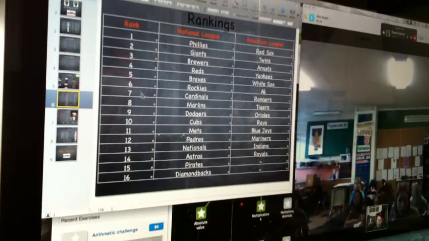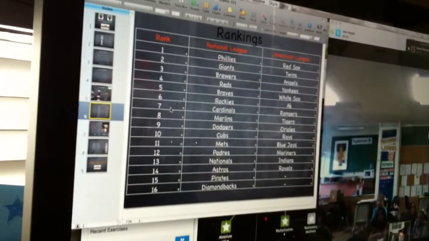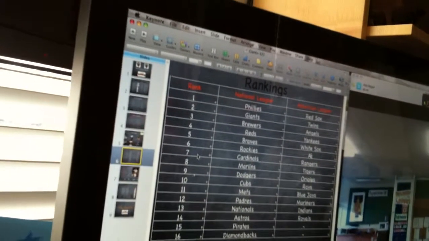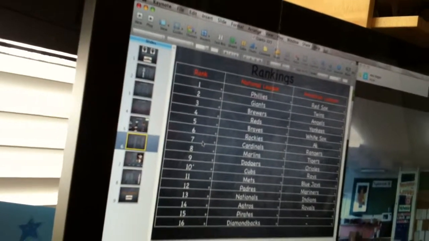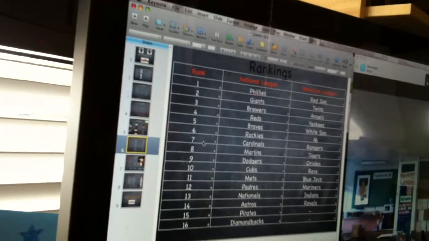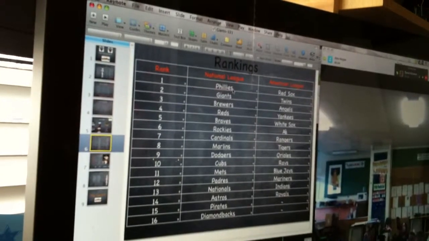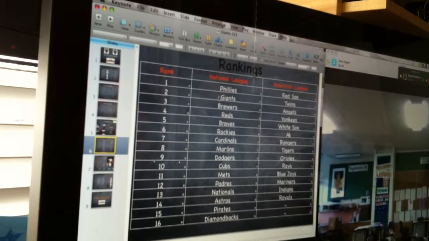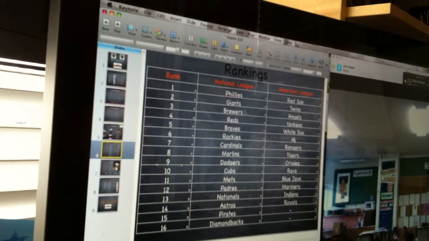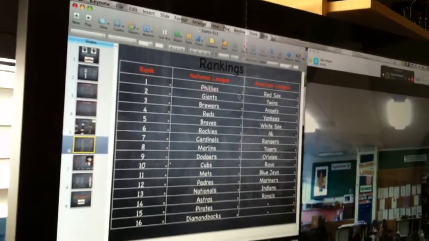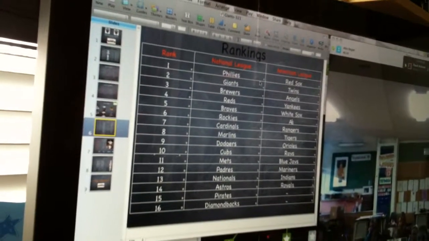Yeah. Next slide. And here, these are the rankings of the Phillies by a sports writer. This is a sports writer's opinion. And he put the Phillies the best in the National League, and then the Giants and so on. So he thinks we're going to have a pretty good season? Yeah. All right. Is there more? Another slide?